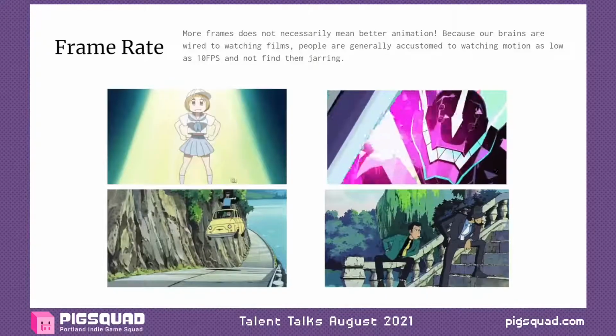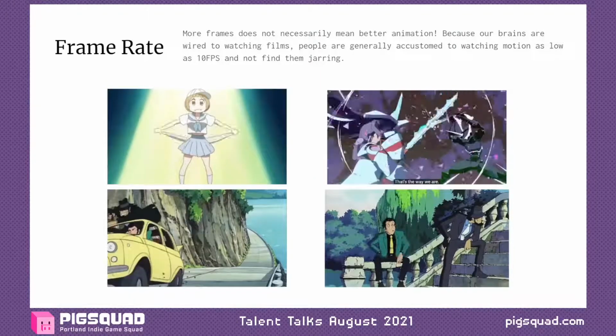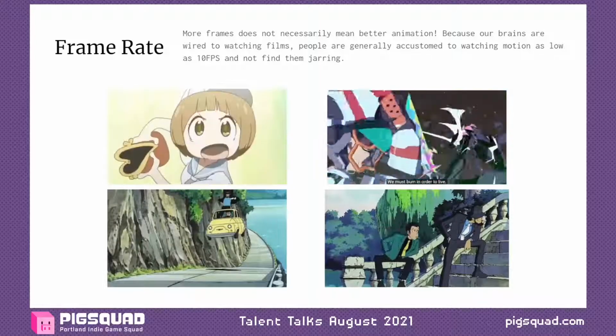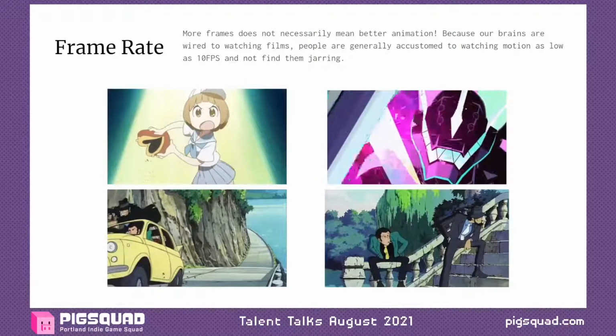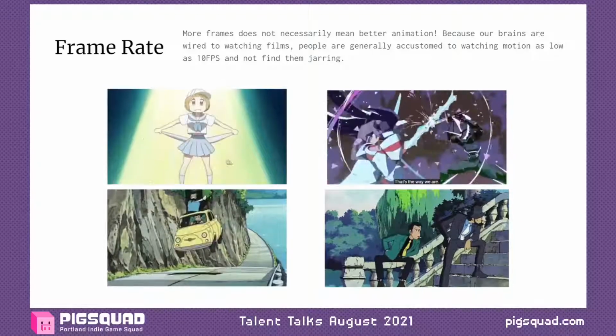I've got some examples here. I'm betraying how much anime I watch, but on the top I have two examples from Studio Trigger properties, where on the left you can see there's 2 to 3 frames of animation happening per second with this animation.